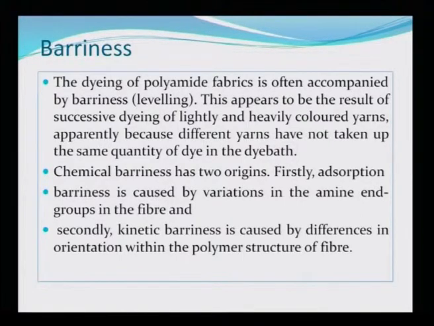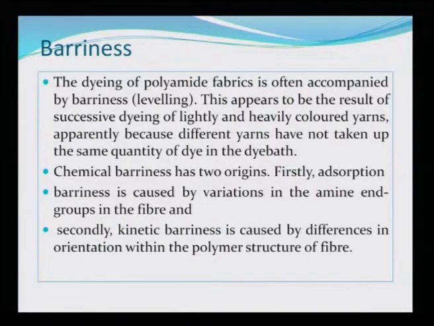So, you see that even the leveling or the coverage or the evenness of the dye uptake at various positions of the fiber would depend on the dye and on the structure of the nylon. The chemical barriness has two main origins: one is where the amino group is and how it is located, and the second is the orientation of these molecules and the polymer structure of the fiber. If the yarn is twisted, the dyeing will be uneven because the amide groups are now inward, outward. So, that is what is causing the non-evenness or non-leveling of the coverage area of the surface.